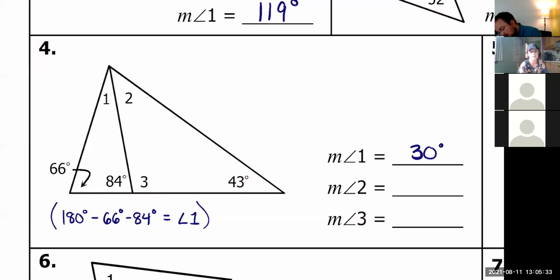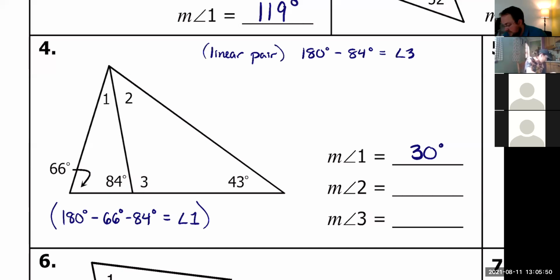So I'll make a little note up here. It's gonna feel a little bit all over the place here. So we have a linear pair. So I can take 180 degrees minus 84 degrees should equal my angle 3. 96? 96.